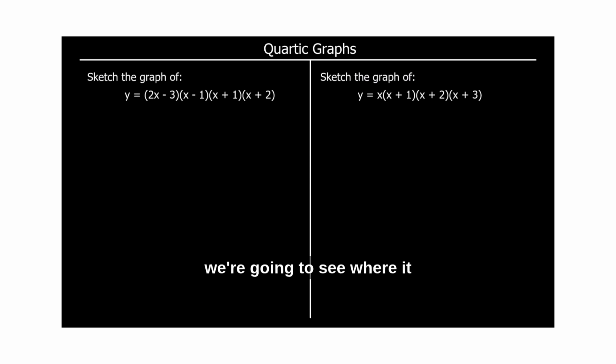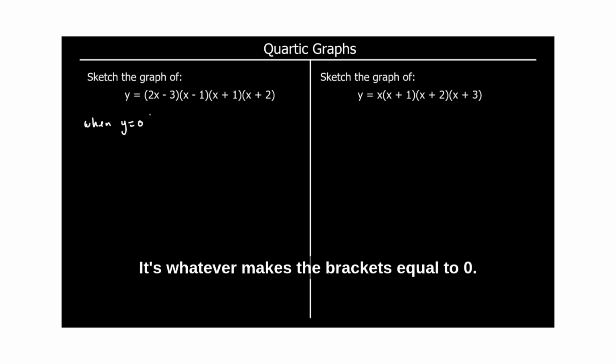To draw it, we're going to see where it crosses the y-axis and where it crosses the x-axis. So it crosses y when x equals 0, and it crosses x when y equals 0. So when y is 0, what does x have to be? It's whatever makes the brackets equal to 0. So there's going to be 4 different x values here.